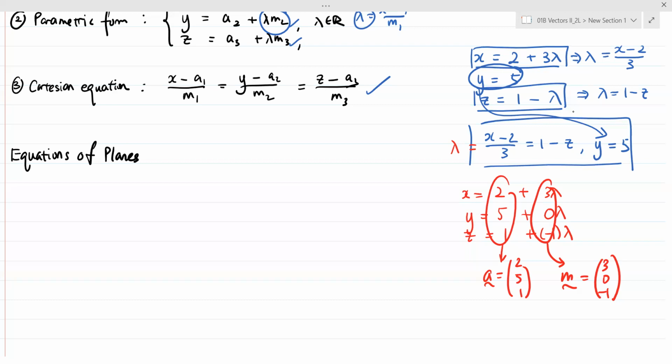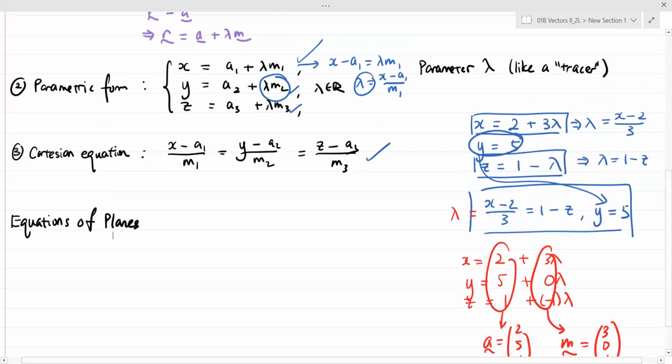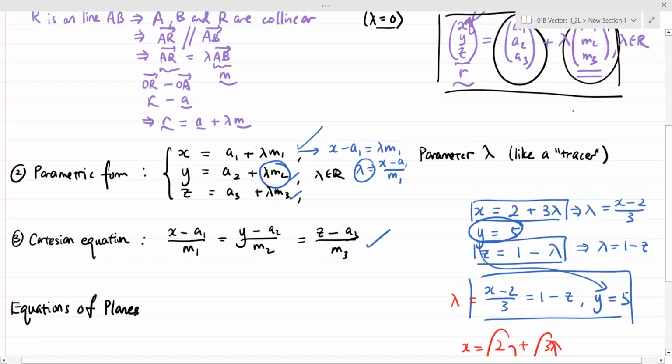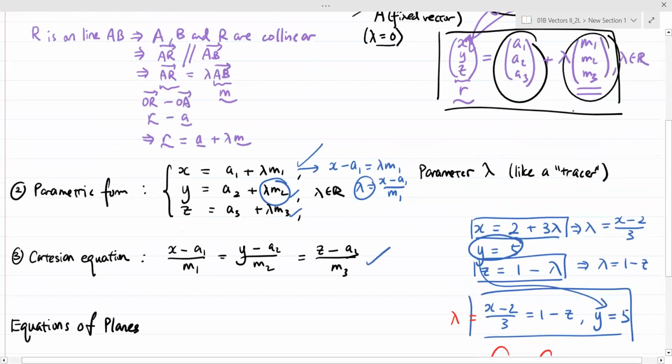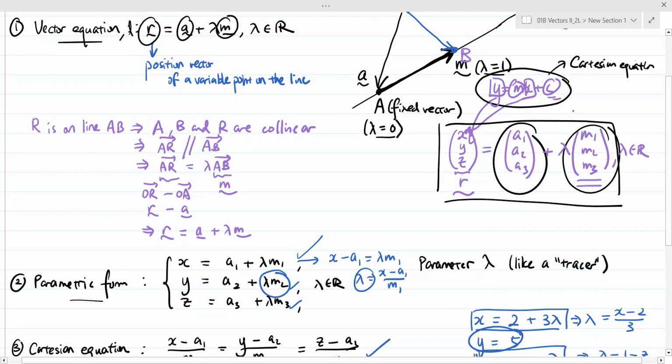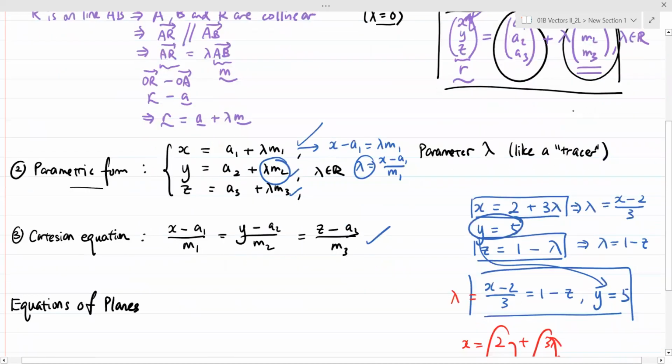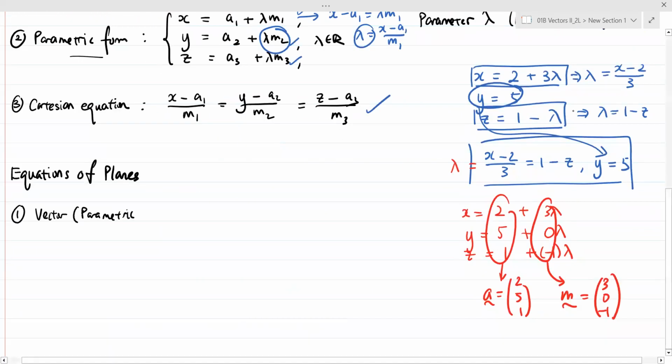Okay, yes. So from the lines, you see that the parametric form and the vector form are kind of equivalent. It's just different ways of writing exactly the same thing. So in the plane, we're not going to make a distinction between the two. We're just going to say vector (parametric) form, because we understand that parametric form simply means breaking down the vectors into their respective components. That's all.